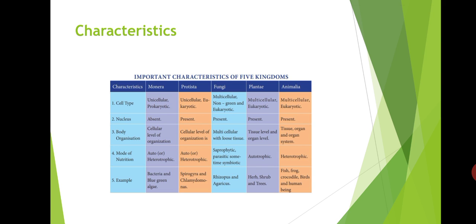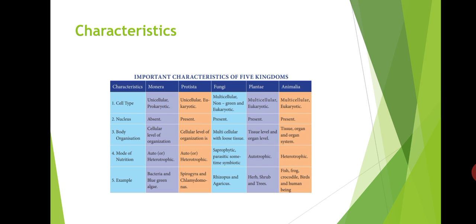It means the general characters, which we are going to divide for each kingdom and discuss today. If we take Monera, Protista, Fungi, Plantae, and Animalia, these five are the important kingdom classifications. So in those five kingdoms, what is their nature?